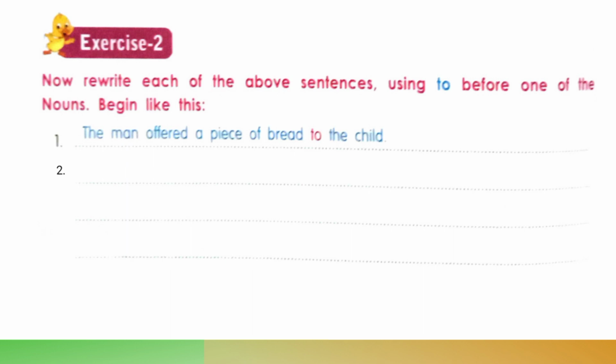Okay, children? So, the man offered a piece of bread to the child. We are going to add "to" before the child. So child will become what? Indirect object, and bread will become direct object. The remaining exercise you will work out, children. Understood? Read the sentence and add "to" before one of the nouns, and that noun will become the indirect object and the other noun will become the direct object. Okay, children? I hope you have understood this.